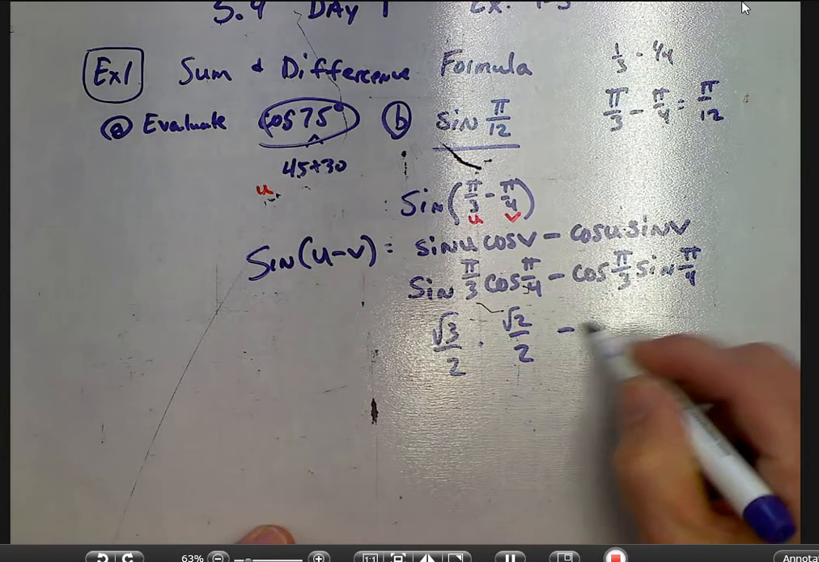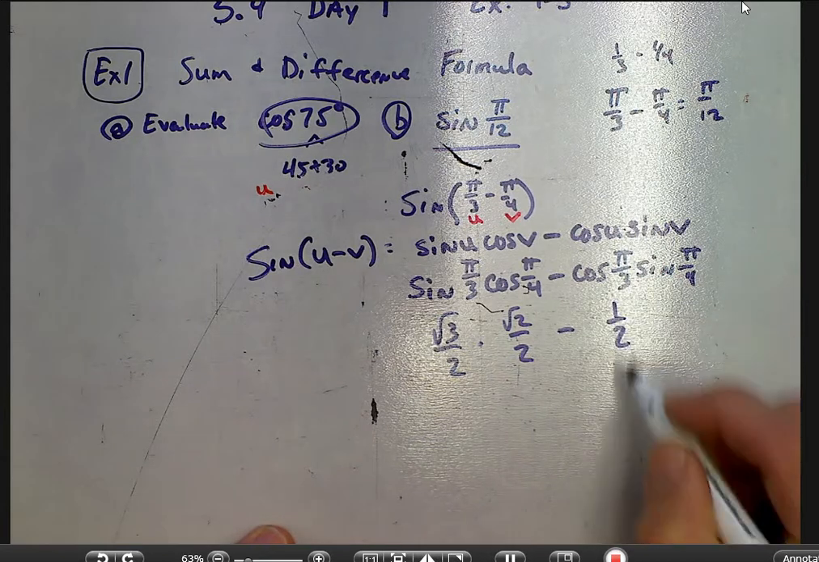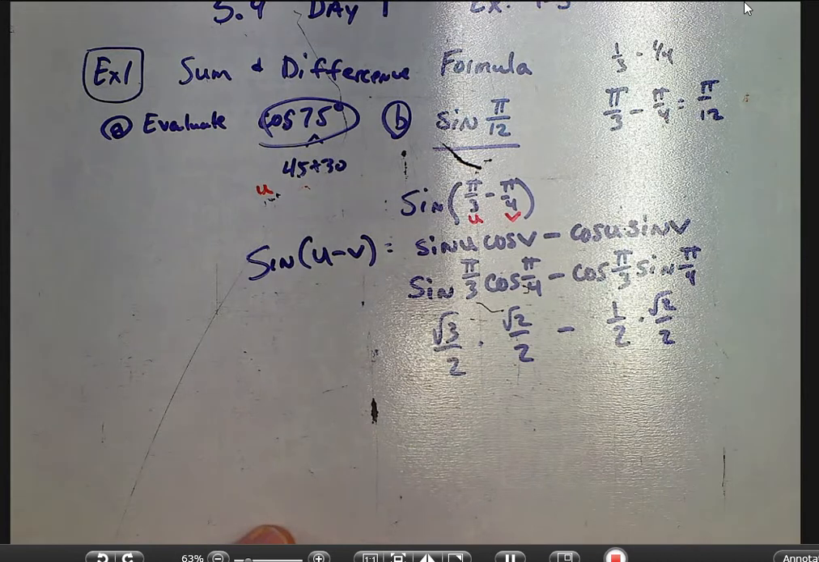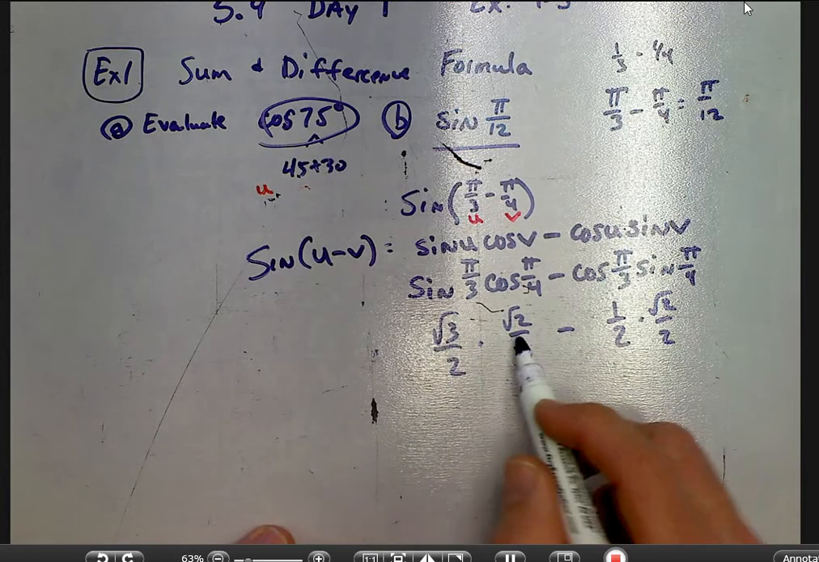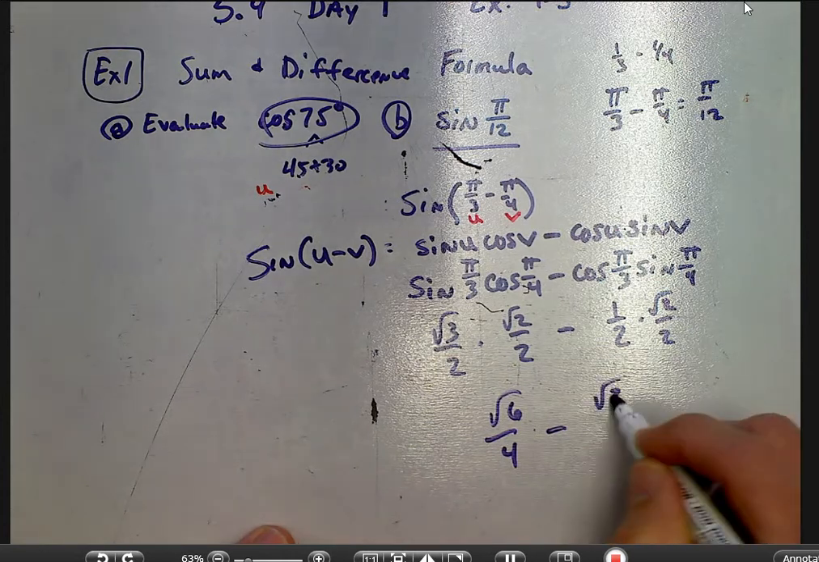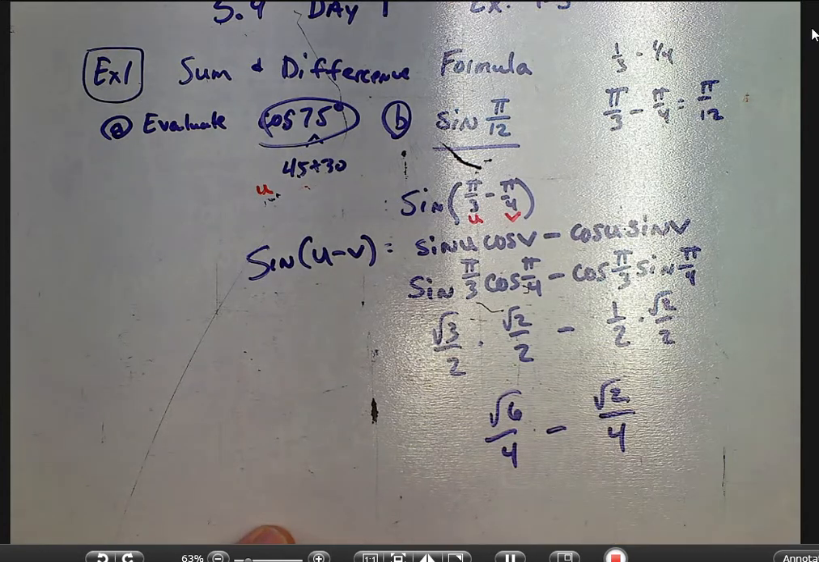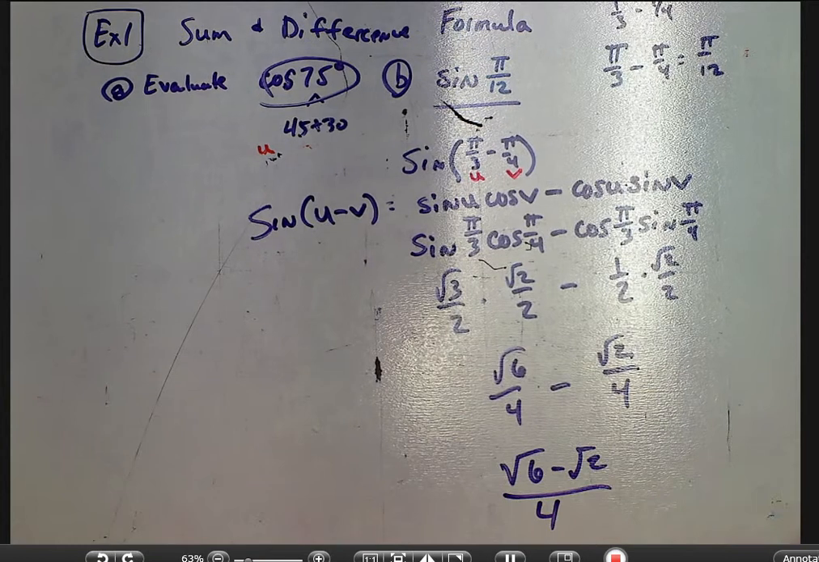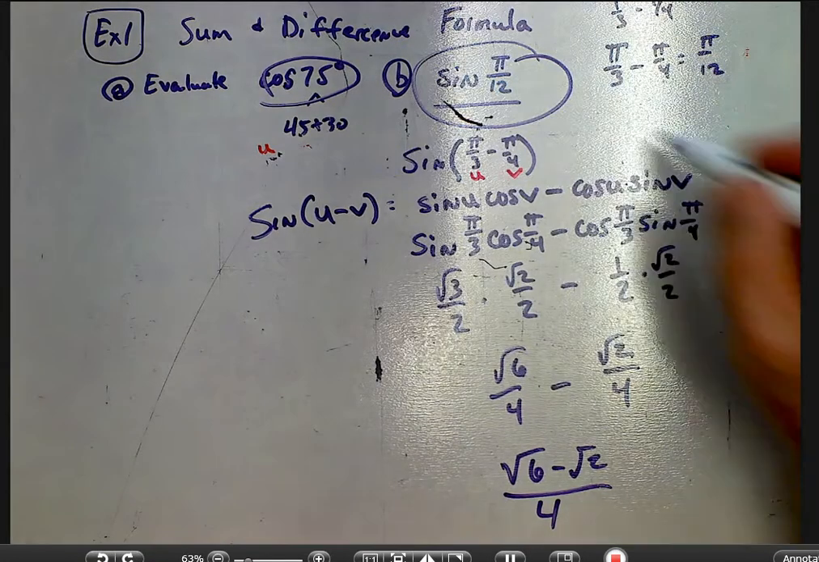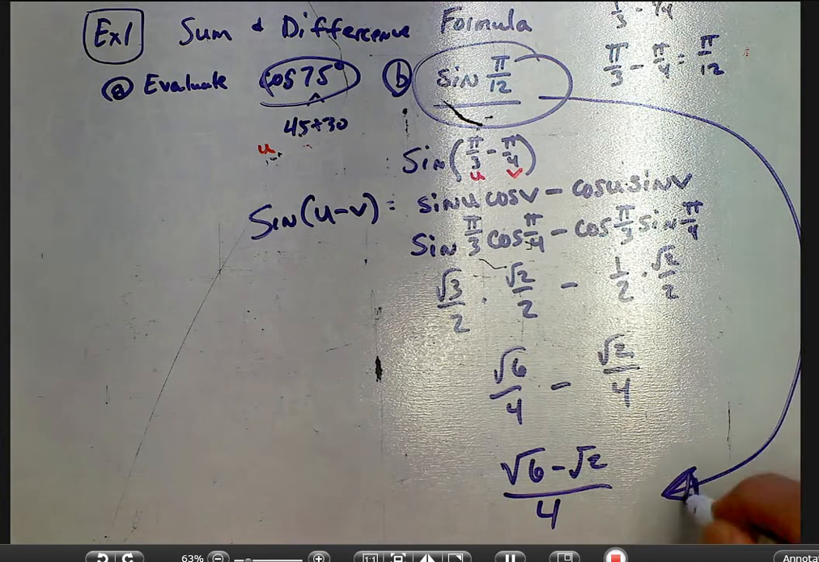Minus cosine of pi over 3 is a half. Sine of pi over 4 again is square root 2 over 2. So square root 3 times square root 2 is square root 6 over 4, minus 1 times square root 2 is square root 2. 2 times 2 is 4. Simplifies to the square root of 6 minus the square root of 2 all over 4. And that's up on your screen now. So the sine of pi over 12, the exact value is that. Okay?